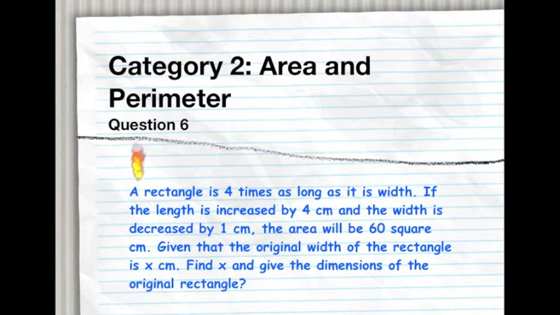Category 2. Area and perimeter. Question 6. A rectangle is 4 times as long as it is wide. If the length is increased by 4 cm and the width is decreased by 1 cm, the area will be 60 square cm. Given that the original width of the rectangle is x cm, find x and give the dimensions of the original rectangle.